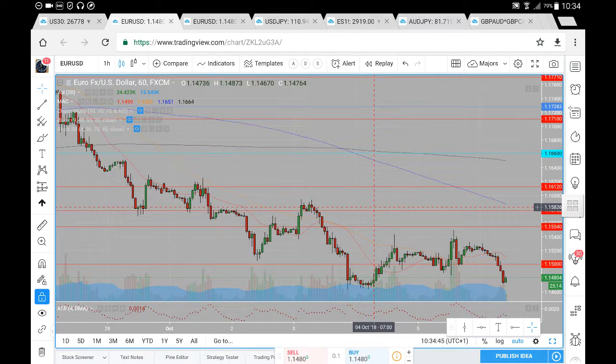So this euro dollar analysis for Monday the 8th of October. Now let's just have a look at the prices and where prices may likely go. So here on the euro dollar, previously we found support in around the 1460s.